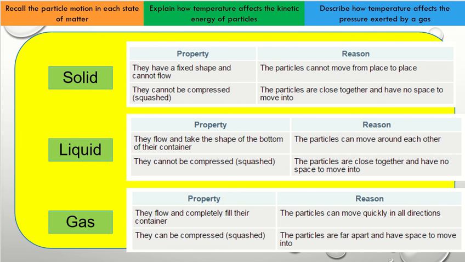Liquids can flow and take the shape of their container because the particles can move around each other, but they can't be compressed because, again, they are too close to each other and they don't have that space. Whereas if we're looking at a gas, they flow and completely fill their container, and that's because the particles can move in all directions, but they can be compressed, and that's because the particles are quite far apart from each other and have that space to be able to move into. Make sure you've got all of these reasons and the properties into your notes matched up to the correct state of matter.